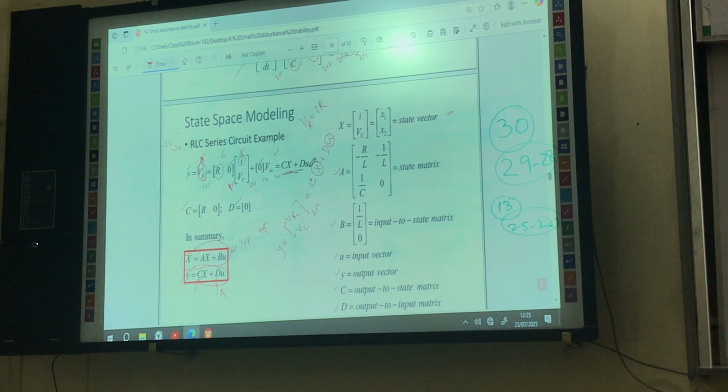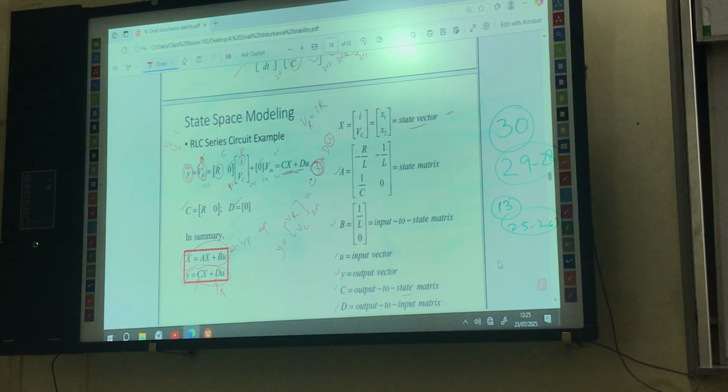What was D? Okay. So D is associated with this input U, right? That's why it is called the output to input matrix. Why output? Because this D is for your output equations. And this C is the output to state matrix. Why output? Because this is the output equation. Why state? Because look, this C is associated with your X, the state vector. That's why it is called the output to state matrix. Okay. This is the output to input matrix.